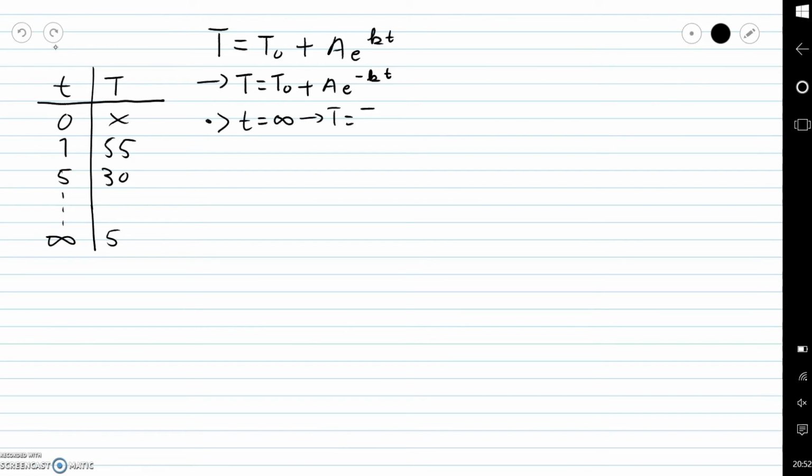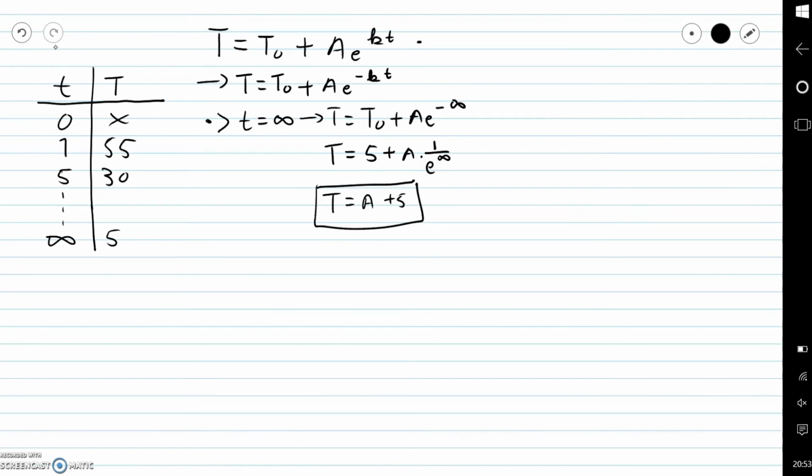So when we put that time is approaching infinity, the temperature will become 5 plus A times 1 over e to the power of infinity, which will give us 5, so A plus 5.